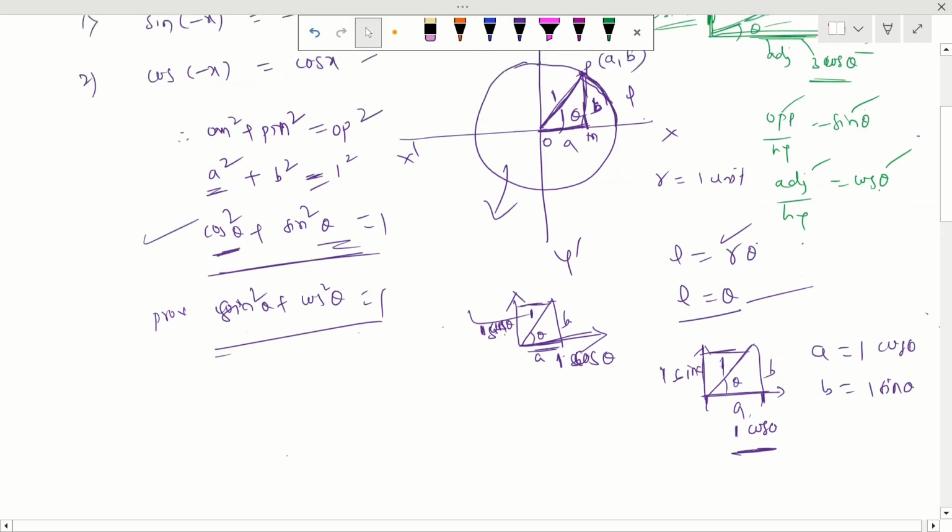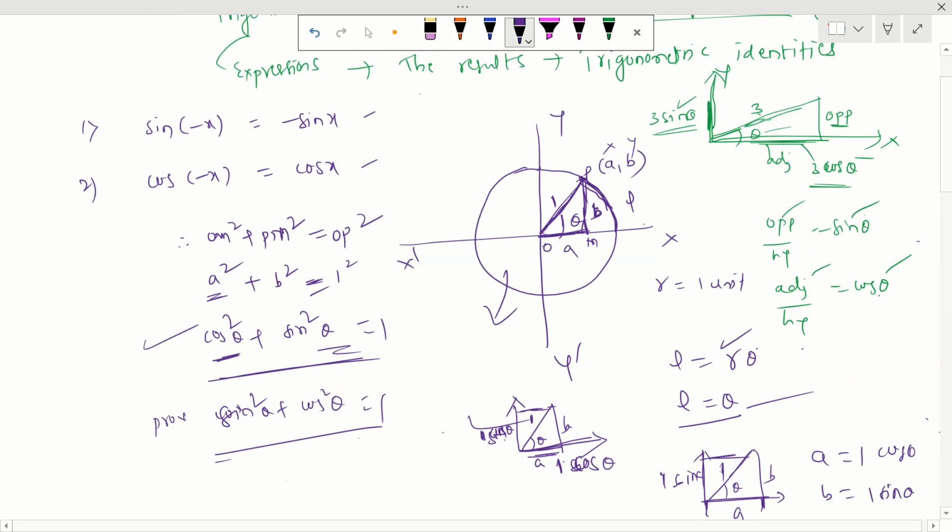Understood. And suppose we take a negative angle, minus theta. Then what are the coordinates here? Coordinate A is on the X-axis, and it is positive in this direction. B is in the downward direction, along the Y-axis, so it is minus B. The coordinates of this point are A, minus B.